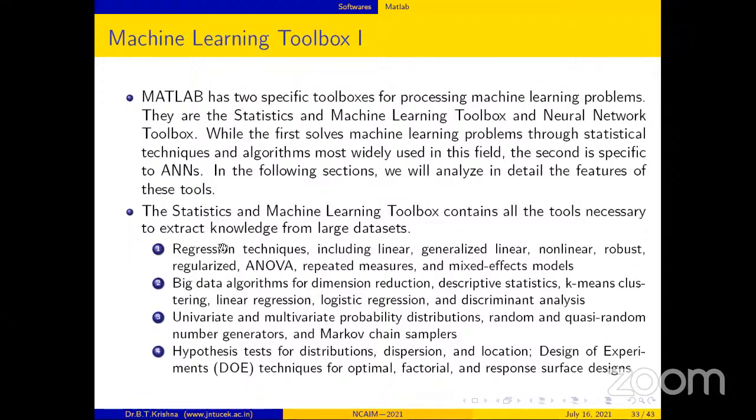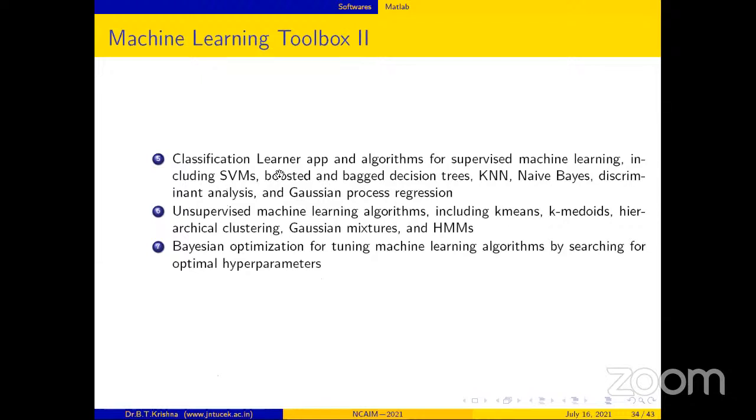this is about the things that can be done by the statistics and machine learning toolbox. It can provide you answers with regression techniques: linear regression, generalized linear, non-linear, ANOVA, and big data algorithms for dimensionality reduction, univariate and multivariate probability distributions, random and quasi-random number generators, and hypothesis tests and distributions. Then classification and unsupervised machine learning algorithms, including K-means, Gaussian mixture model, HMM. All these are present in the machine learning toolbox of MATLAB.